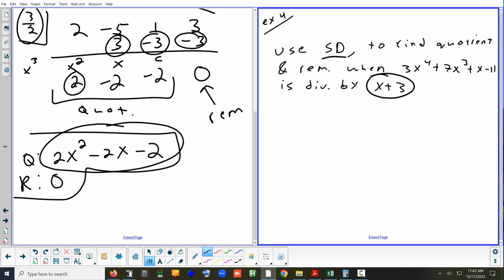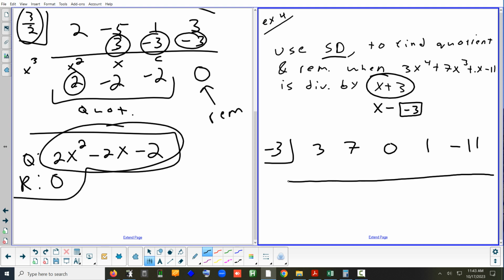Are we dividing by something that looks exactly like it's supposed to? No. It's supposed to be x minus, and then something in that box. Whatever's in that box, that's what goes on the outside when you do synthetic division. Okay, what would my coefficients be this time? 3, 7, 0, 0, 1, and then 11. Yep. You got to put a 0 because you're missing the x squared term.